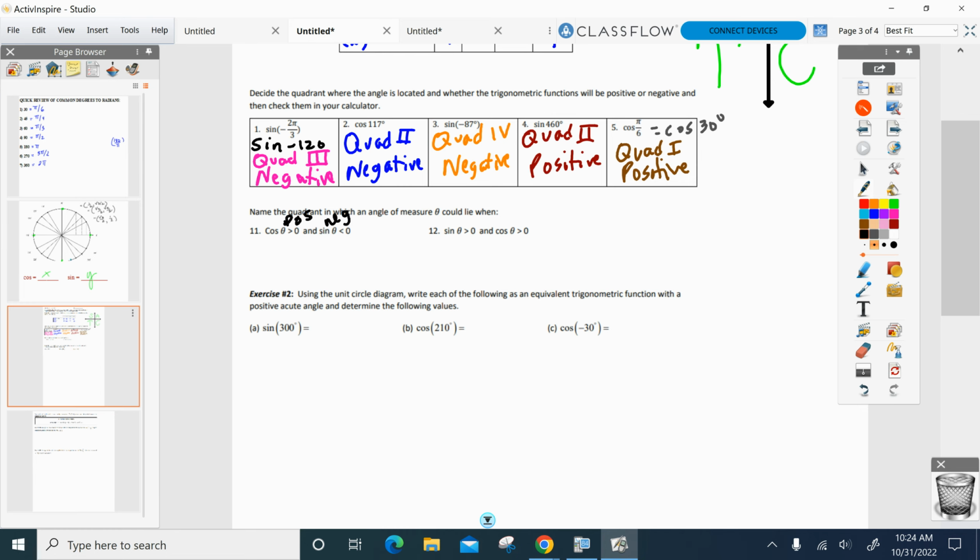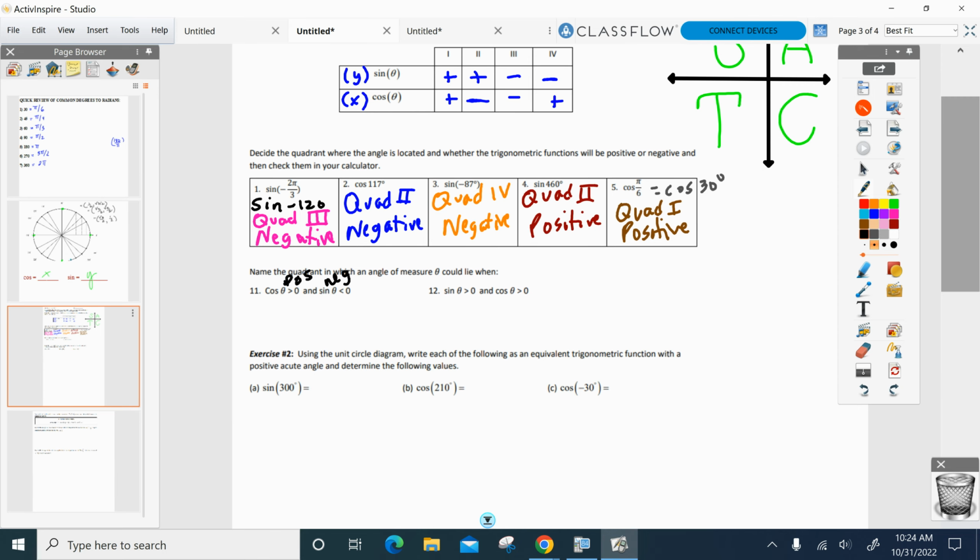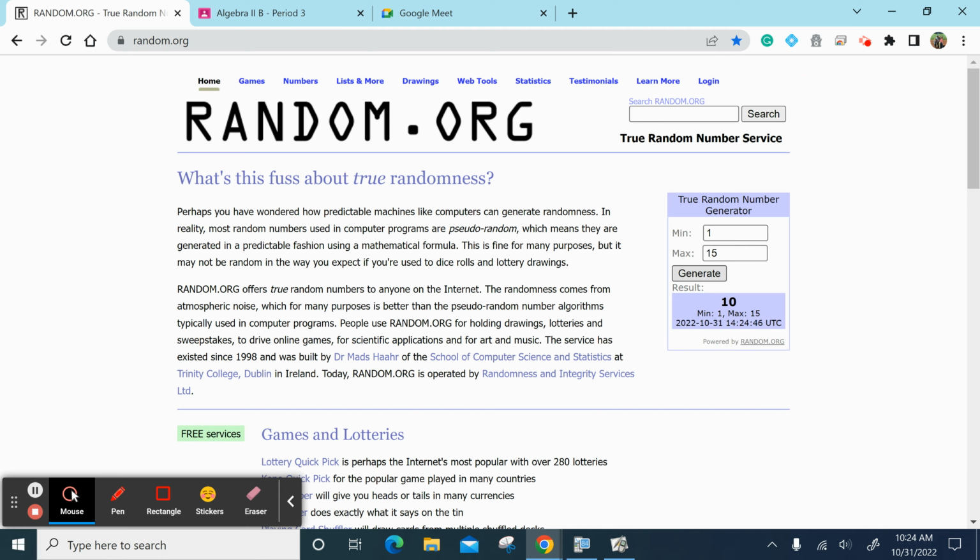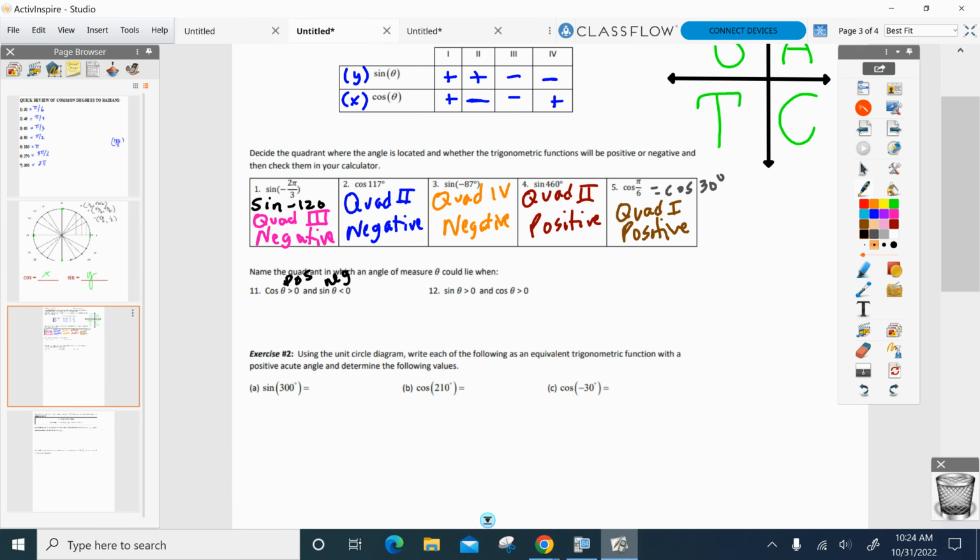I want one quadrant only. This isn't a two-quadrant answer. Name the quadrant where cosine is positive, but at the same exact time, sine is negative. It only happens in one quadrant. Quad 4. Yep.